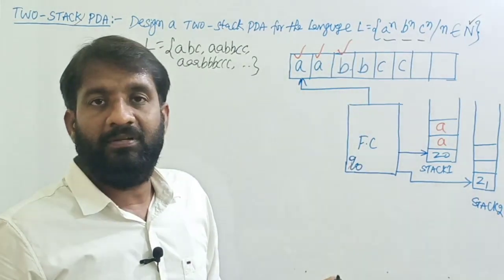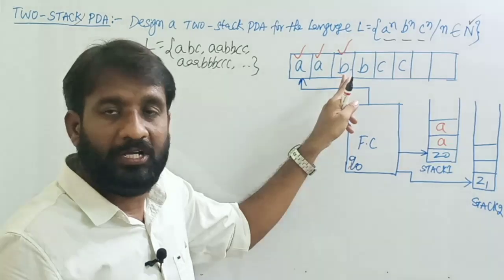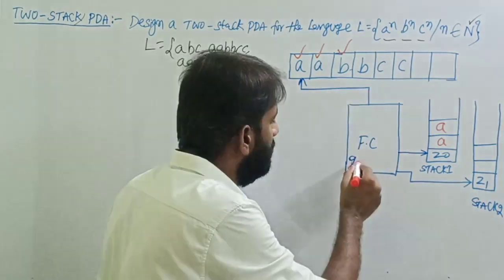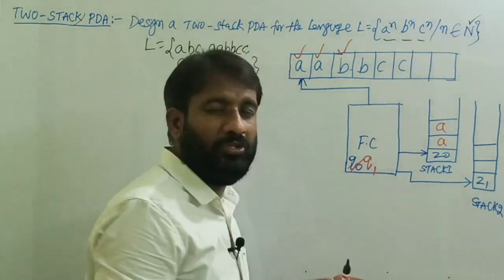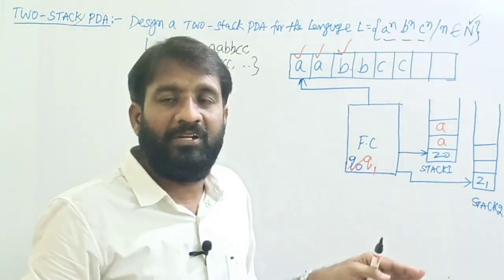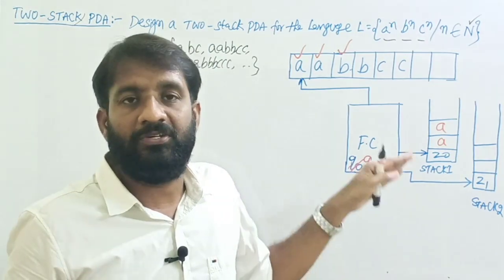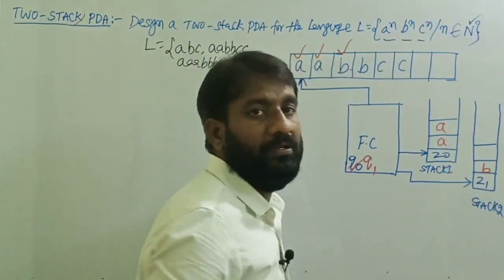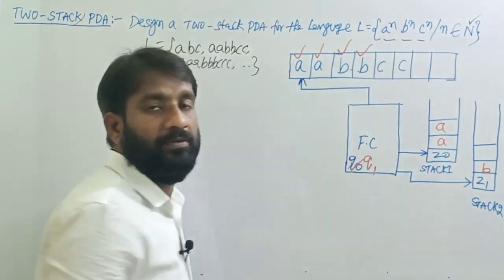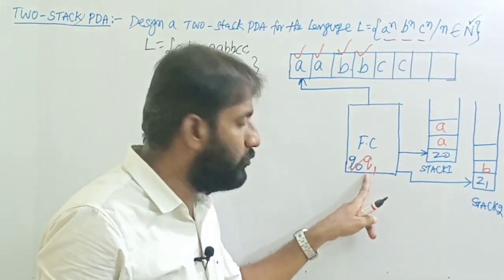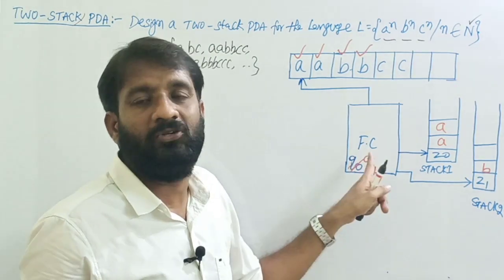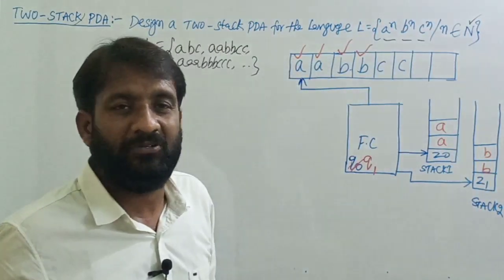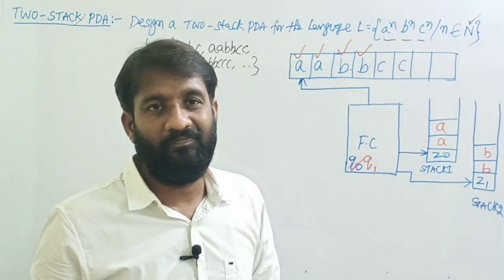Then present state is Q0, next input symbol is B. So A's are completed. Now we are reading B's. According to the logic, add all B's onto the stack 2, so change state from Q0 to Q1. We have to show the configuration difference, because now we are reading the B's on state Q1. Okay, so add B onto the stack 2. Then next input symbol is B, present state is Q1, remains on state Q1, add B onto the stack 2. While adding B's onto the stack 2, don't do any operation on stack 1.